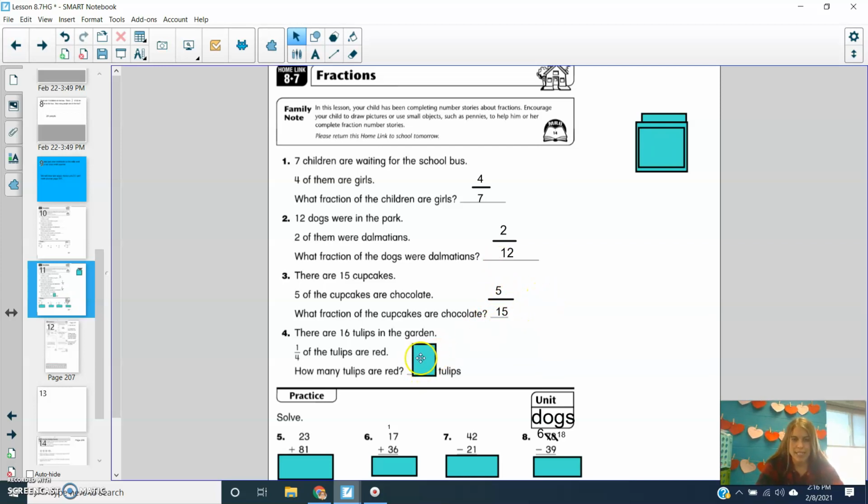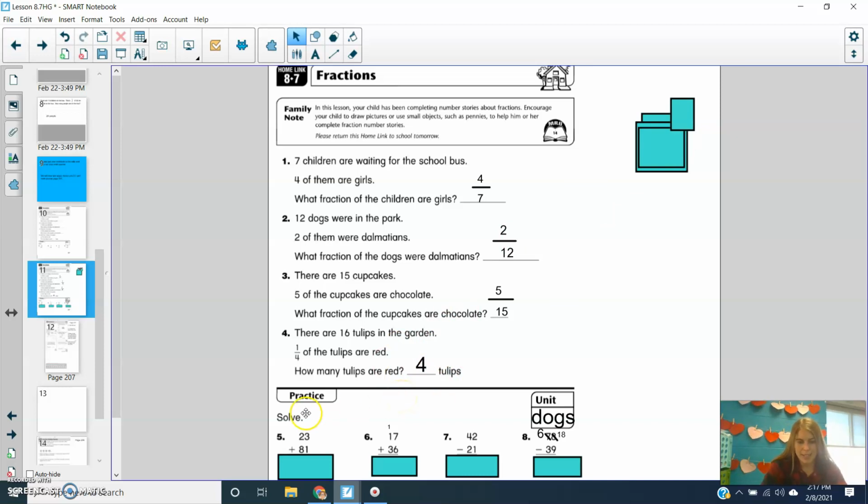And then if there's 16 tulips in the garden and 1/4 of them are red, I want to think about dividing the 16 into 4 equal groups. Well, I know if I have 4 equal groups, each of the groups would get 4. And if I have just one of those 4 groups, that would be 4 tulips that are red.